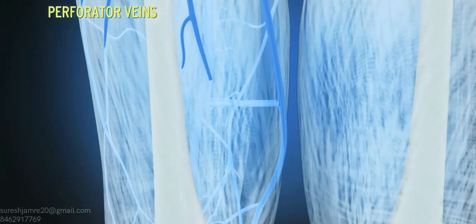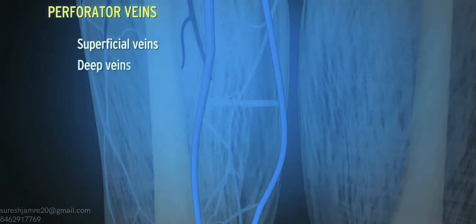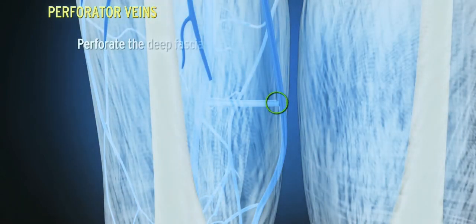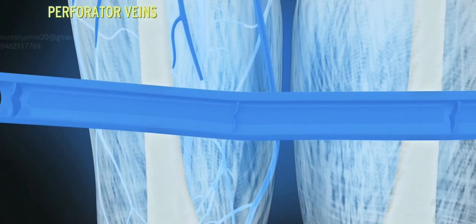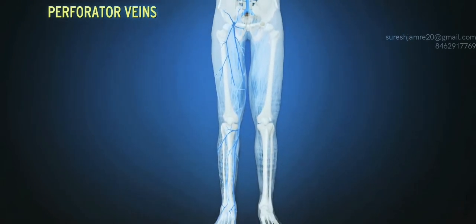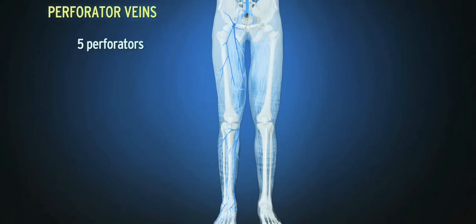Perforator veins. They connect the superficial veins to the deep veins. They perforate the deep fascia, hence named as perforator veins. They contain valves which control the flow of blood from superficial vein to deeper veins. It prevents backflow of blood from deep to superficial veins. There are about 5 perforators in relation to great saphenous vein and 1 perforator along the small saphenous vein.